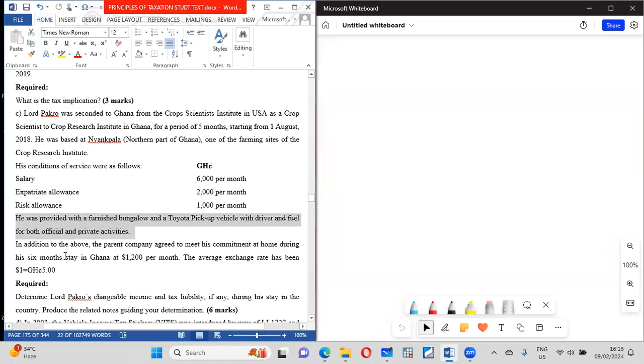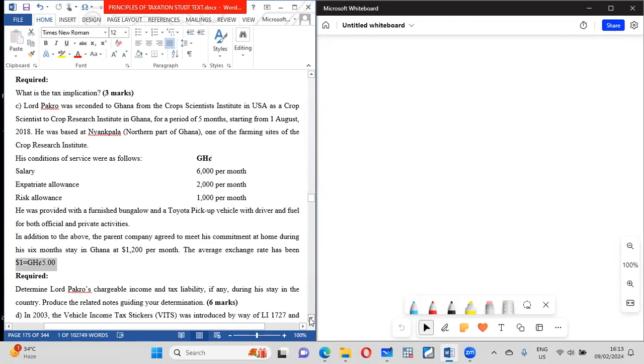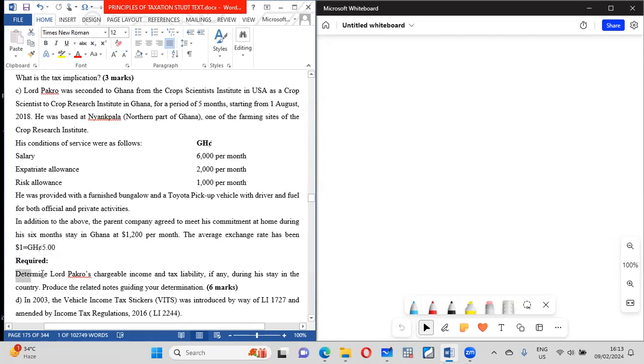Then it says that in addition to the above, the parent company agreed to meet his commitment at home during his stay at $1,200 per month, where the exchange rate is 5 cedis to $1. So we have to convert. And it says that we should determine the chargeable income. So what is the chargeable income?